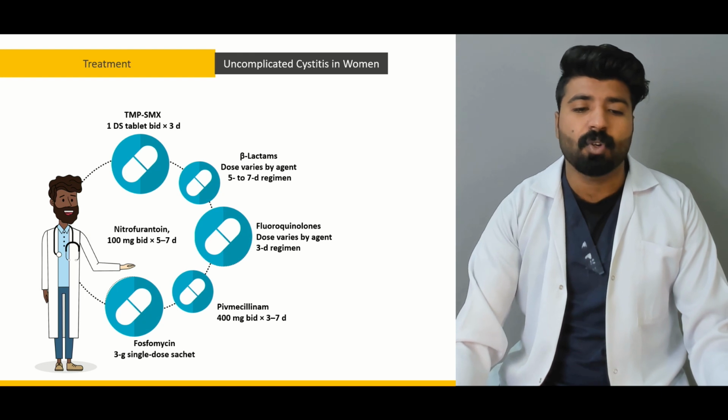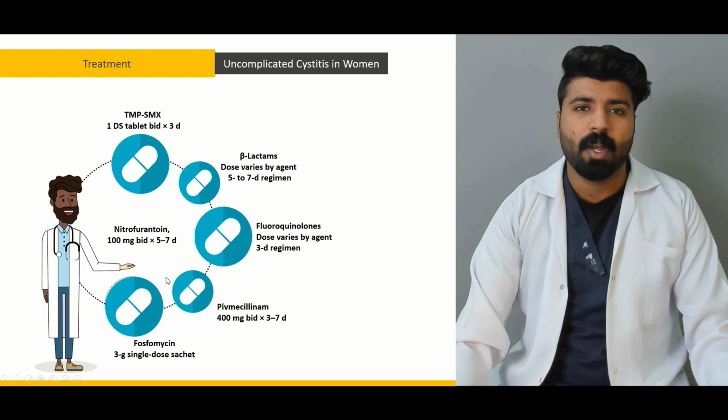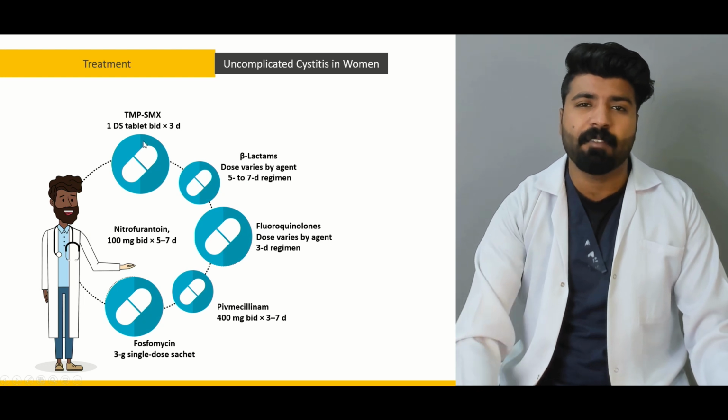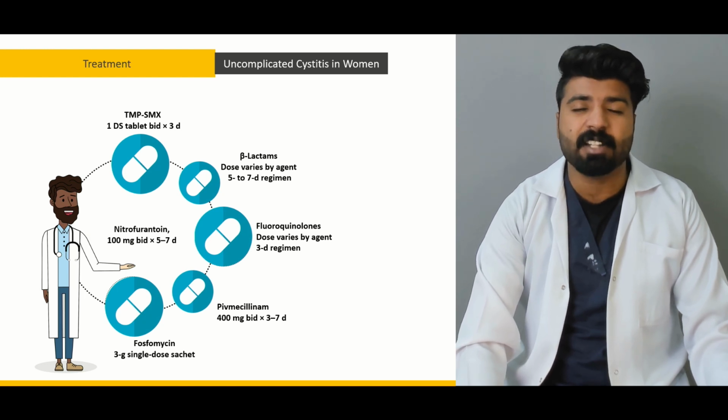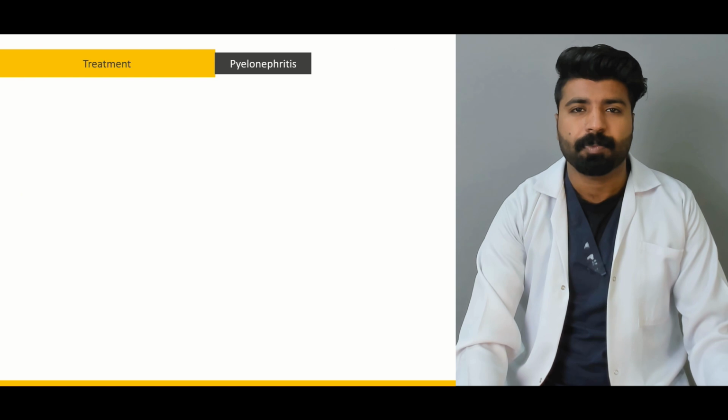Next on, we also have nitrofurantoin, which is given 100 milligrams twice, every 12 hours, for 5 to 7 days. So these are the drug regimens which can be given in a patient, specifically women, if she is suffering from cystitis. And even in recurrent cystitis, we give the same treatment.